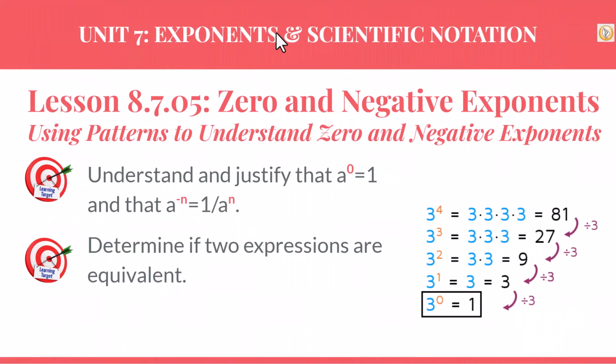Lesson 875, Zero and Negative Exponents, using patterns to understand zero and negative exponents. In this lesson, we'll understand and justify that anything raised to the zero power equals 1, and anything raised to a negative power is equal to 1 over that same base raised to a positive power. And we'll determine if two expressions are equivalent.